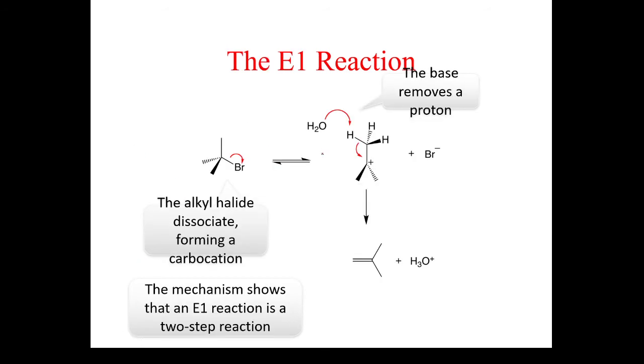So first step, the bromine leaves. Now, why is the bromine going to leave? I've got to be in a protic solvent. I've got to be in something that's going to rip the bromine off. So step 1, the bromine leaves, creating the carbocation. Step 2, the water comes in and removes the hydrogen. Step 3, the double bond is formed.